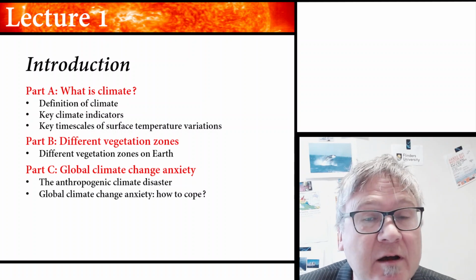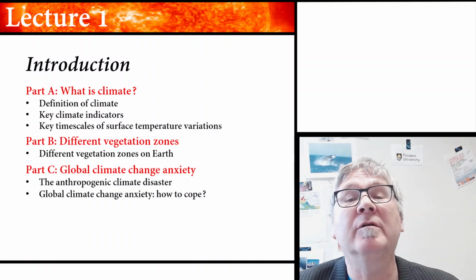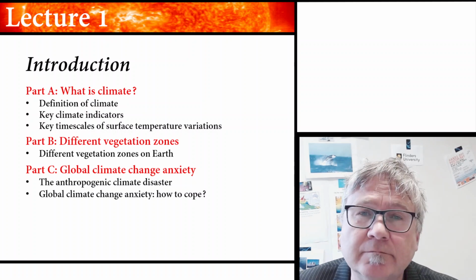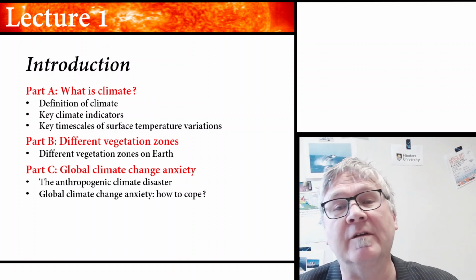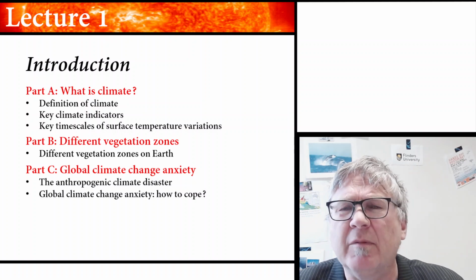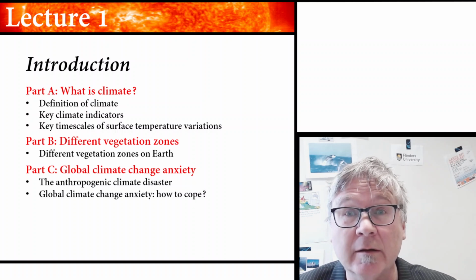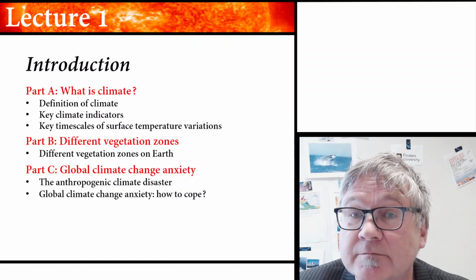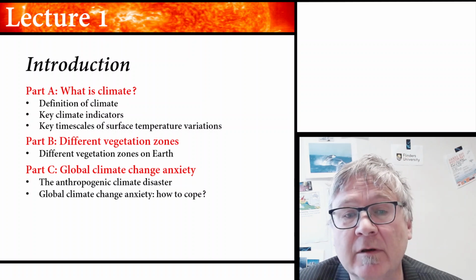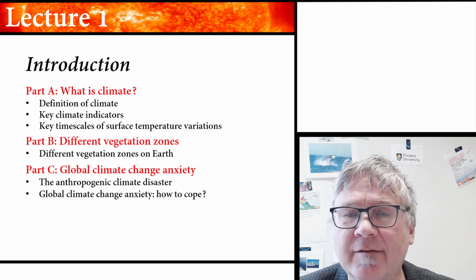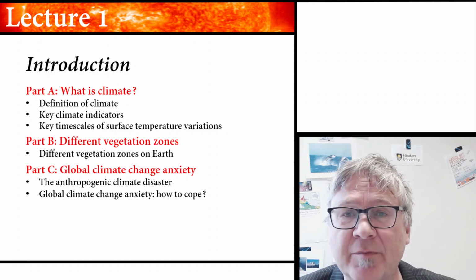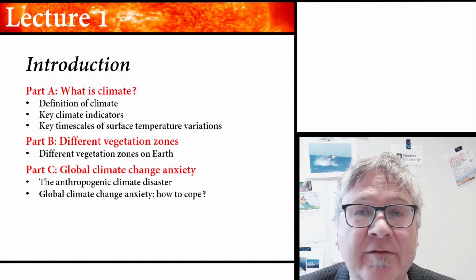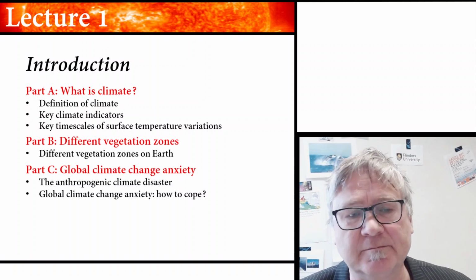The lecture has 3 parts. In the first part, we talk about the definition of climate. What is actually climate? Your neighbor comes, knocks on your door and asks you, what do you mean by climate? What is this? I'll also introduce you to key climate indicators. What is a climate indicator? And what are timescales? Something lasts 2 to 3 years or happens every 2 to 3 years. What do we mean by that?